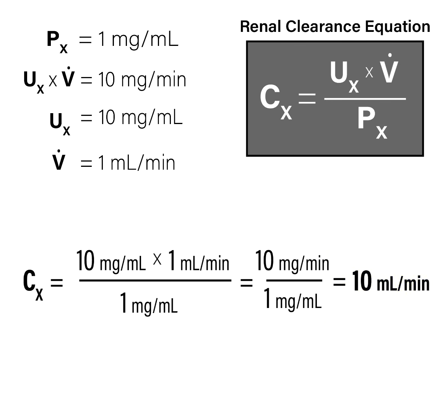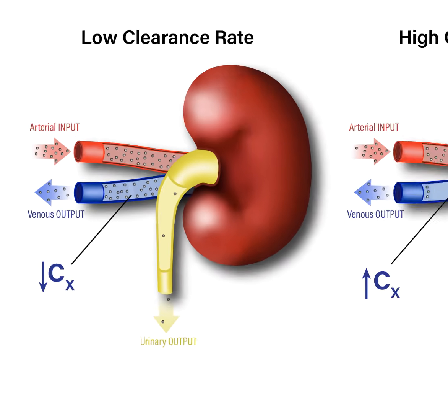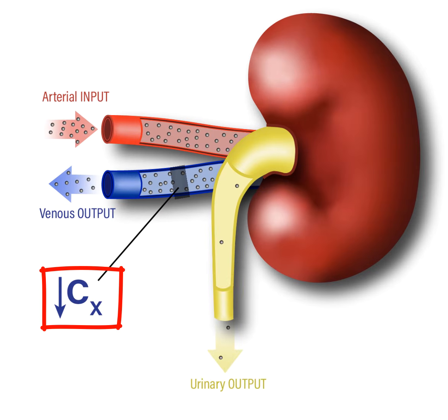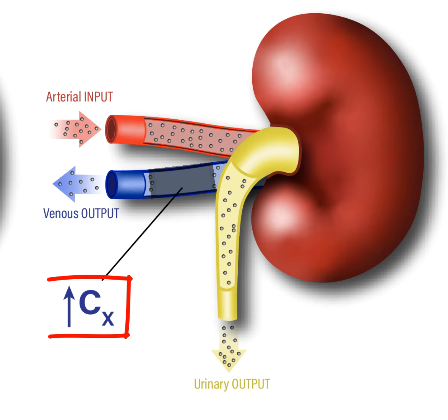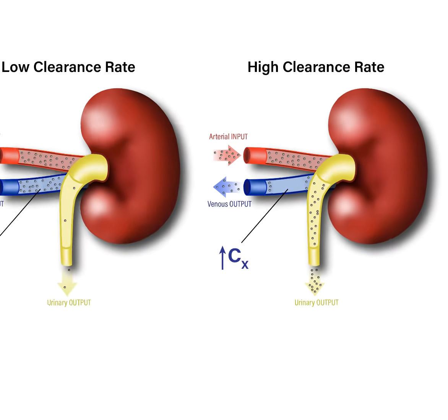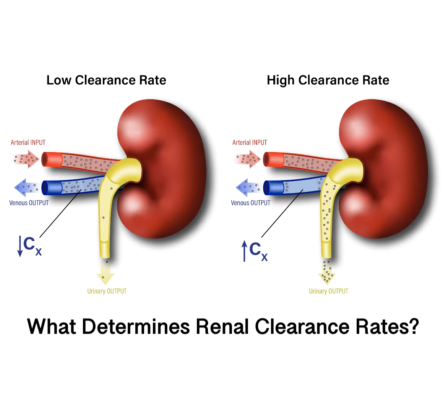The renal clearance rates of various substances are highly variable, ranging from negligible values approaching 0 to very large values approaching, say, a liter per minute. What determines the renal clearance rate of a given substance? Ultimately, this depends on how that substance is handled by the kidneys.